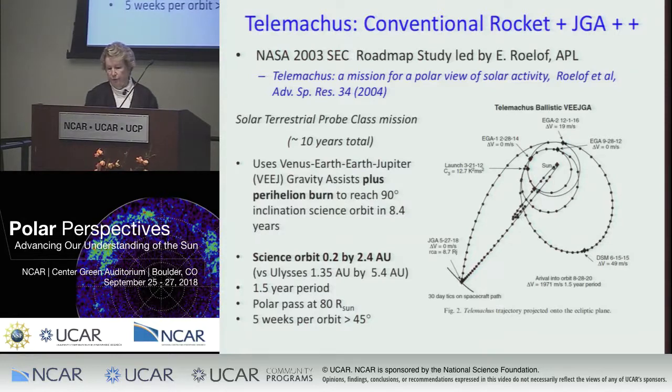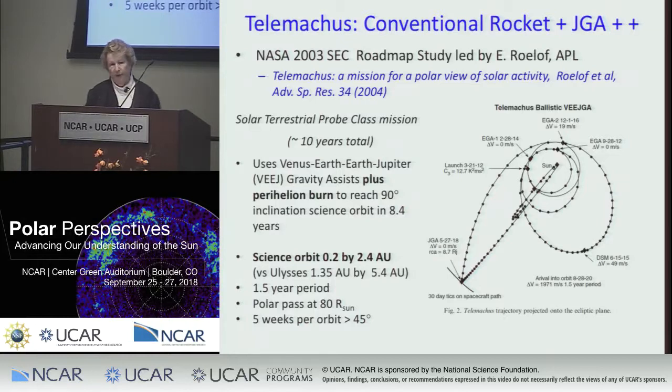Venus and Earth, and then also a perihelion burn to get an orbit that eventually, after 8 years, got into a science orbit, shown here. It was 0.2 by 2.4 AU, so much smaller than Ulysses, 1 AU by 5 AU orbit. And the period for this orbit was 1.5 years. The polar pass was at 80 solar radii.